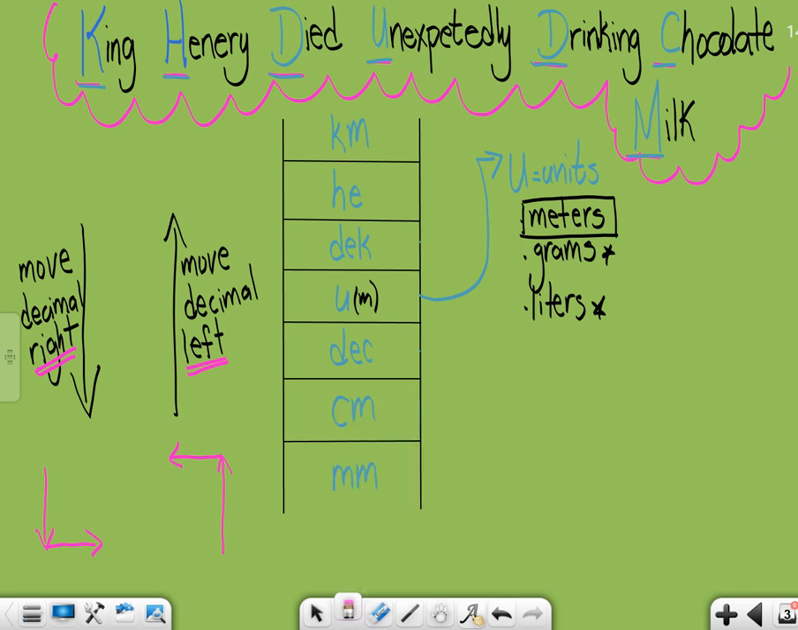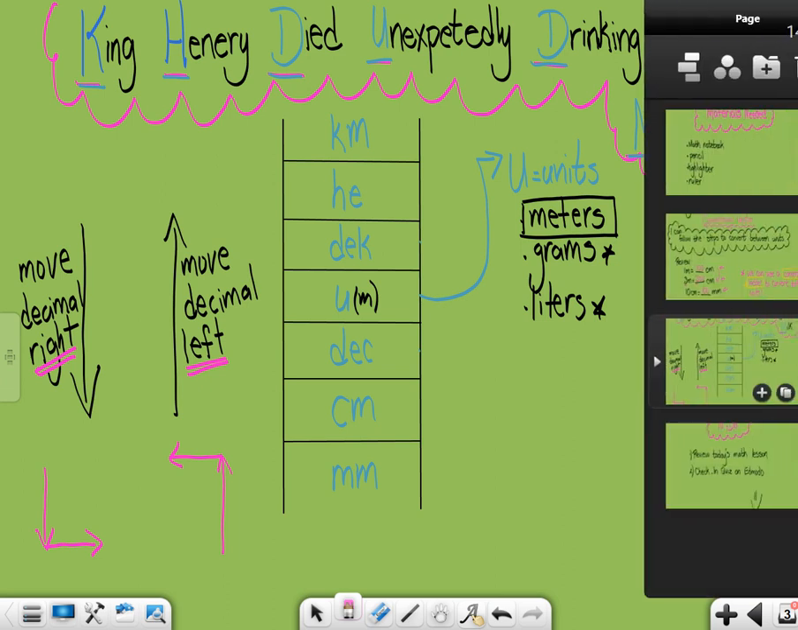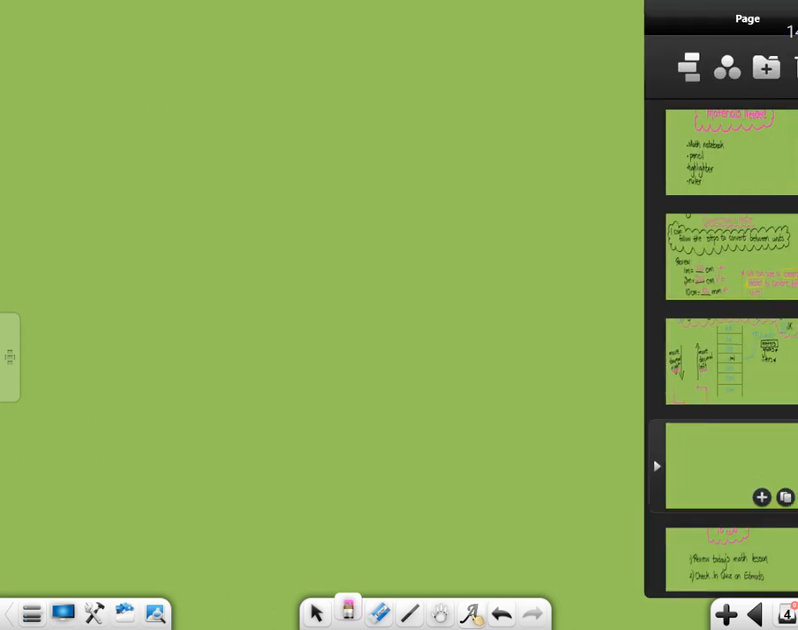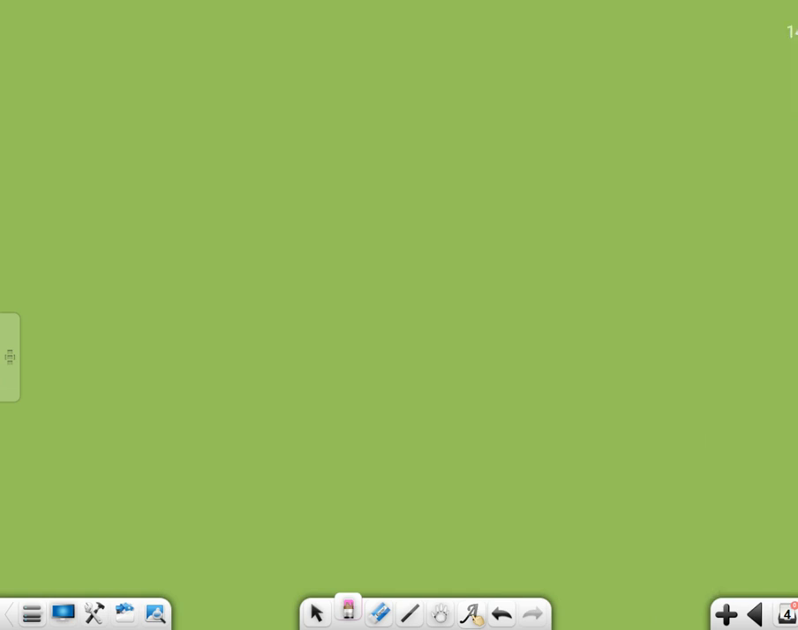Okay, how do we use this? Let's actually try using it. So let's get an example going. Let's say, and actually, okay, let's pause this for a minute. Let's go to the next page and let's do our steps. And then we can do examples. So let's say, steps to convert units. Okay, there are 5 steps.